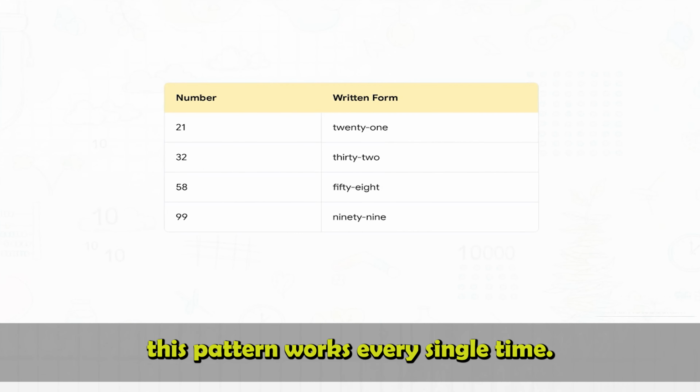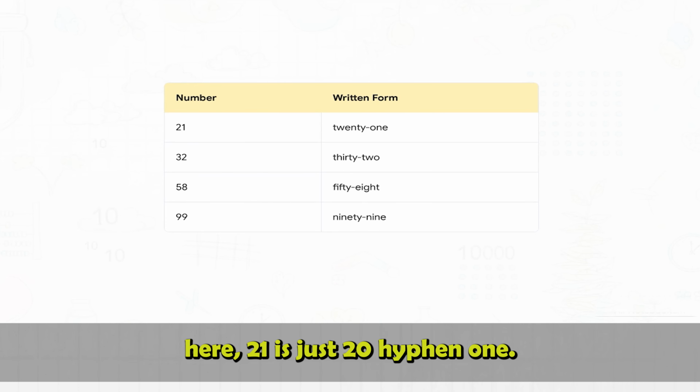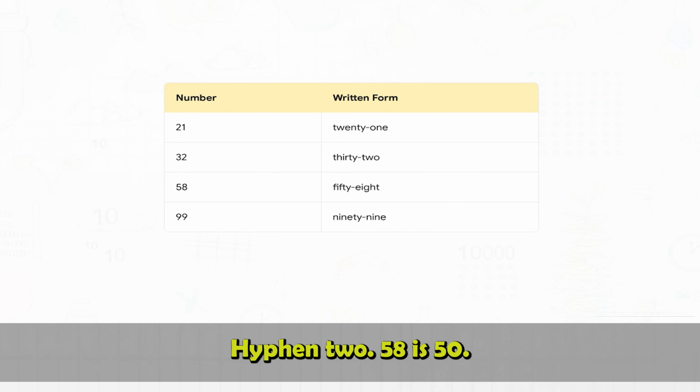And the best part is, this pattern works every single time. No exceptions. As you can see here, 21 is just twenty-one. 32 becomes thirty-two. 58 is fifty-eight. This system stays perfectly consistent all the way up to 99. Once you get this rule, you've pretty much mastered all the two-digit numbers.